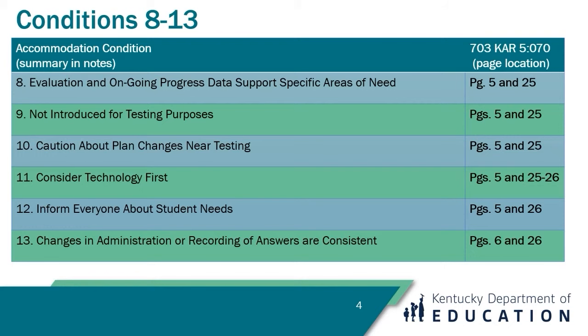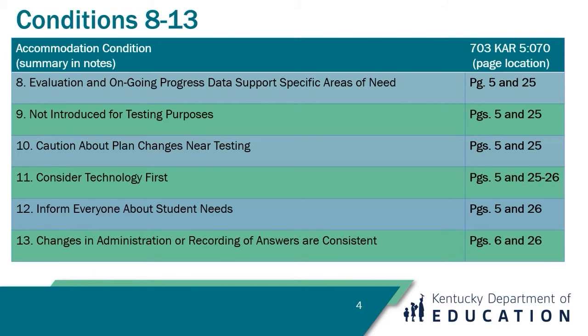Number 12, to ensure student needs are met, test administrators and parties involved with testing the student shall be informed of all accommodations of the most recent version of the student's IEP, 504 plan, or PSP prior to state-required content assessments. Number 13, changes in the administration of the assessment or recording of student responses shall be consistent with the services identified on the student's IEP, 504 plan, or PSP.